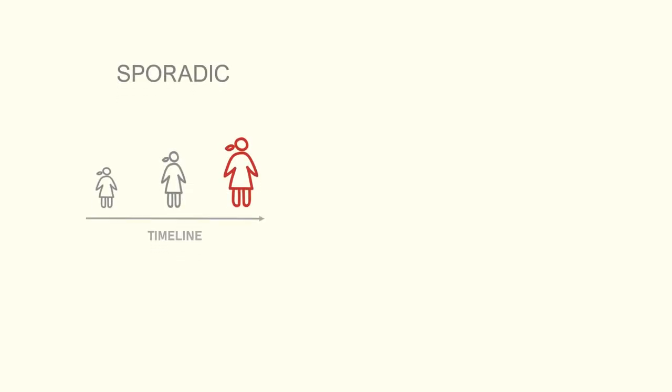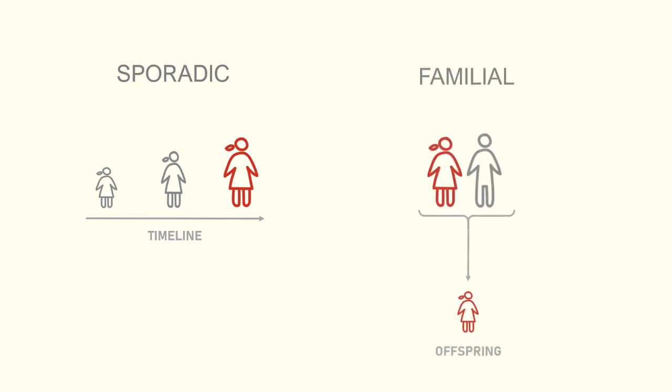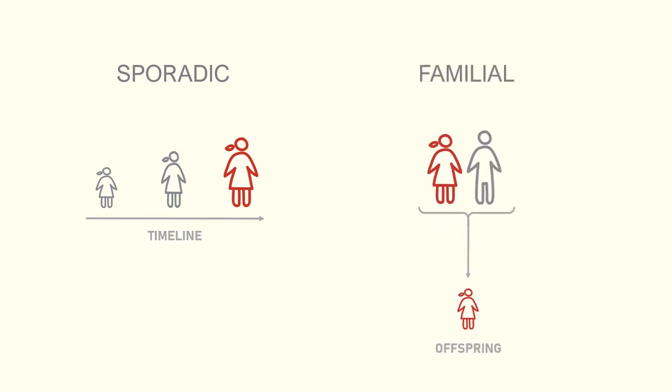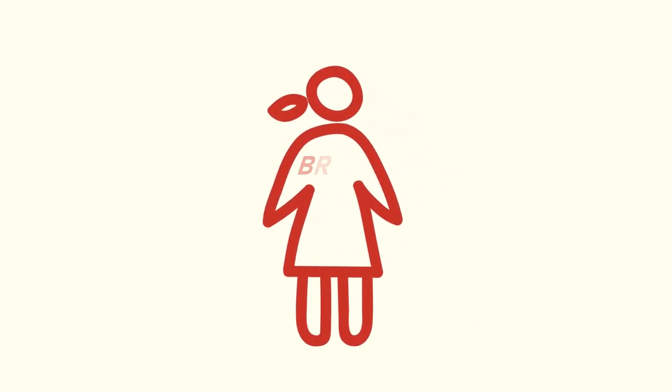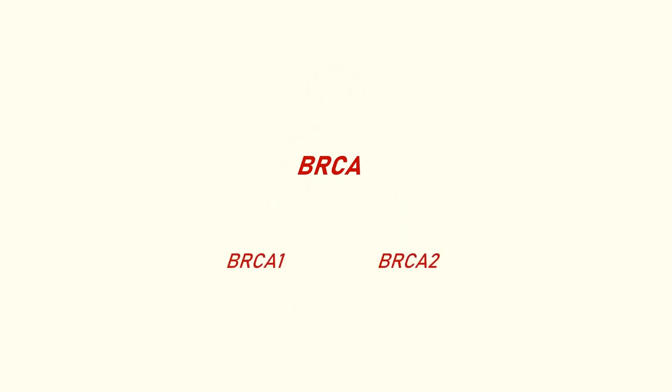Some cases of breast cancer are due to cells developing somatic mutations throughout life. This is called sporadic breast cancer. Breast cancer that develops due to inherited harmful mutations is called familial breast cancer. Familial breast cancer is often caused by mutations in BRCA genes.